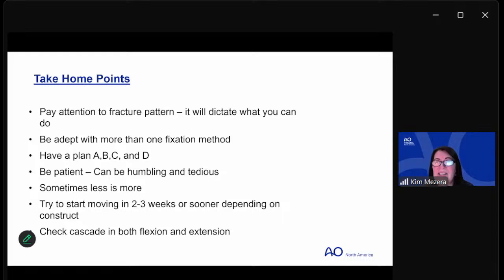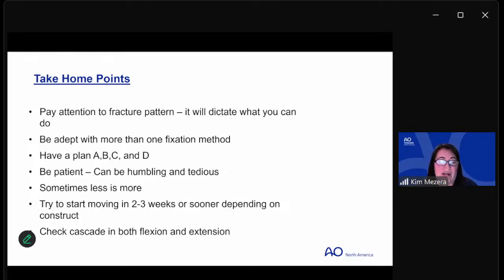Be patient. These are very humbling fractures sometimes, and they're tedious. And I've been at this for many, many years, and I still say they're humbling. And so just be patient. Sometimes less is more. If you're having problems and things are just falling apart before your eyes, take a step back, and maybe K-wires are going to be the thing, or even an X-fix.